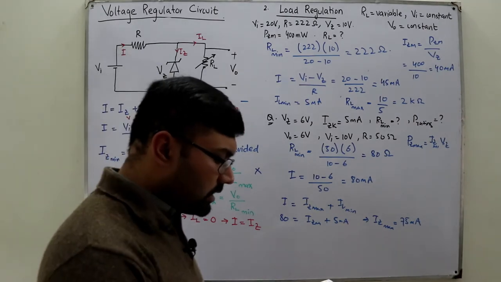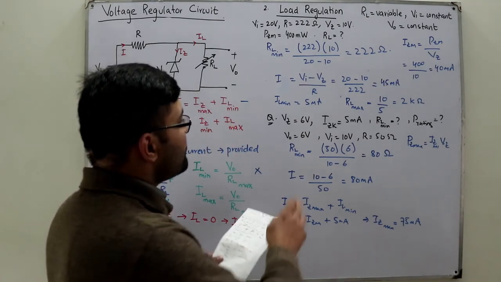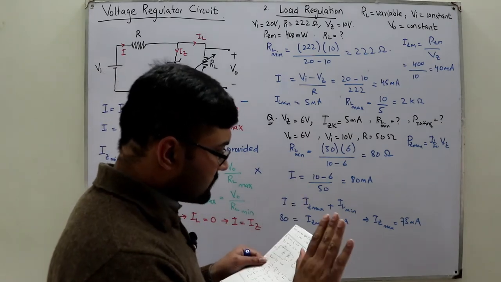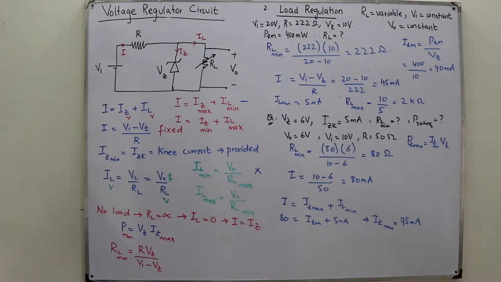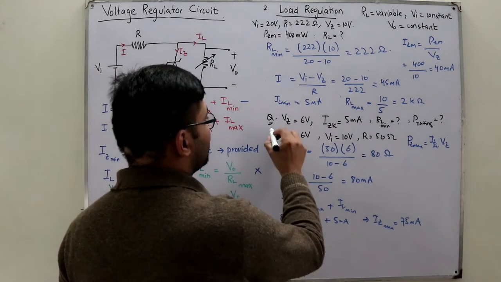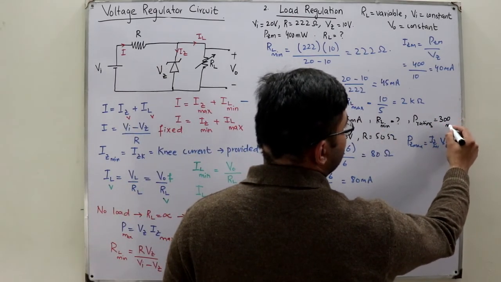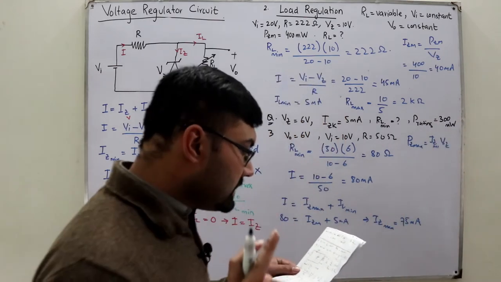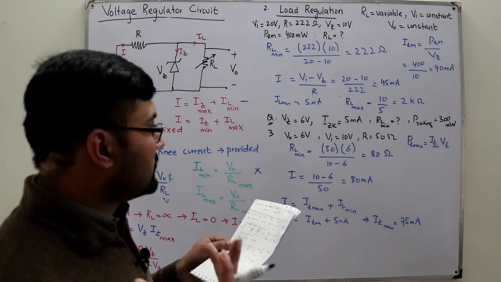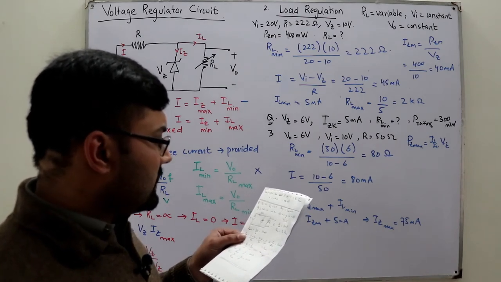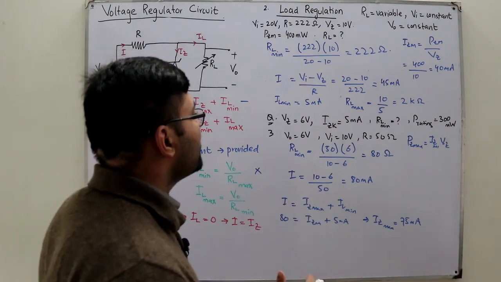If anything else was unknown, you can still do it by yourself. The next example, let's say again VZ is 6 volts, IZ is 5 milliamperes again. Power rating is given, 300 milliwatts. Let's say question number 3: find the range of the load current such that the output voltage is regulated at 6 volts.